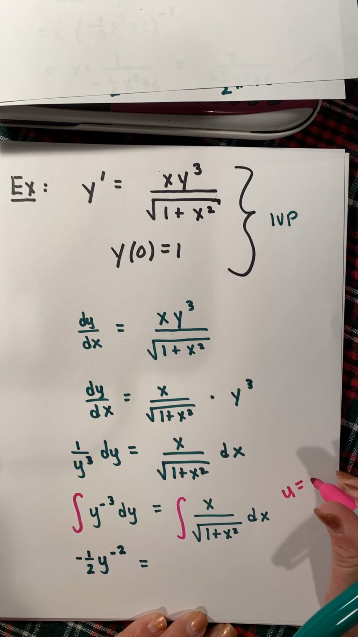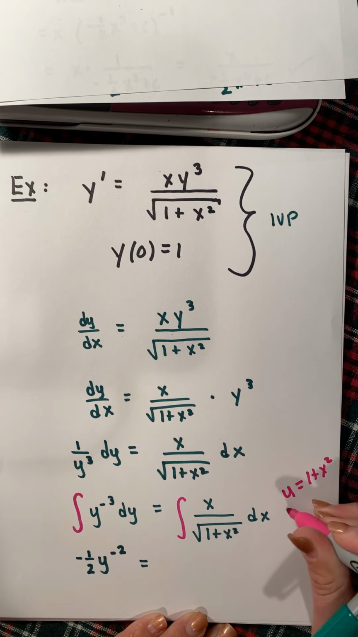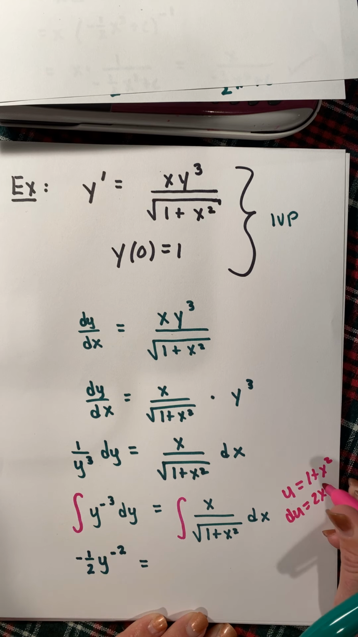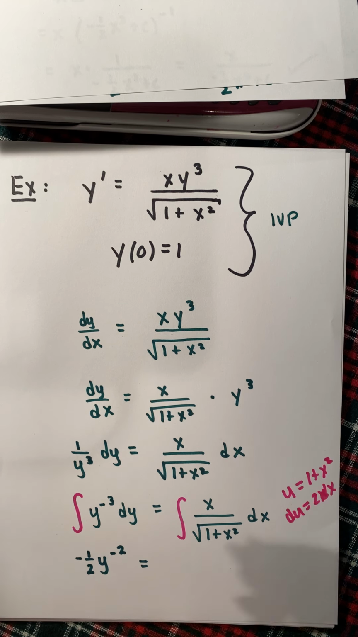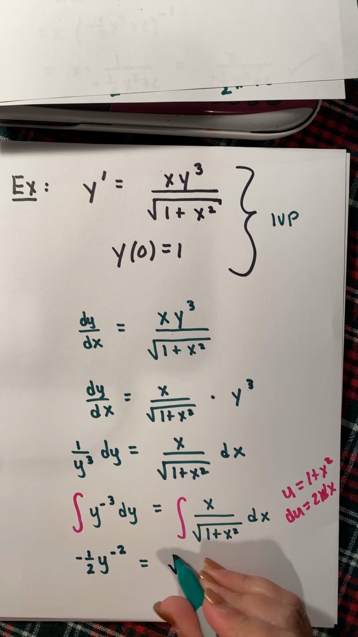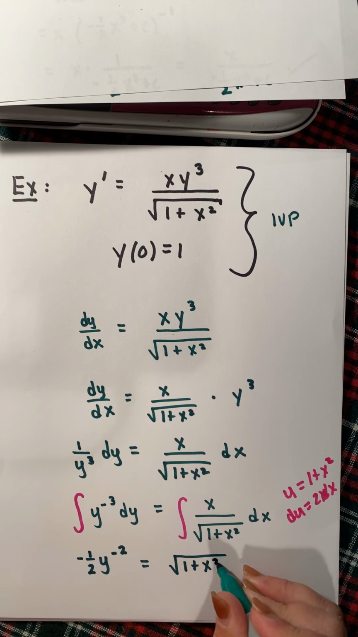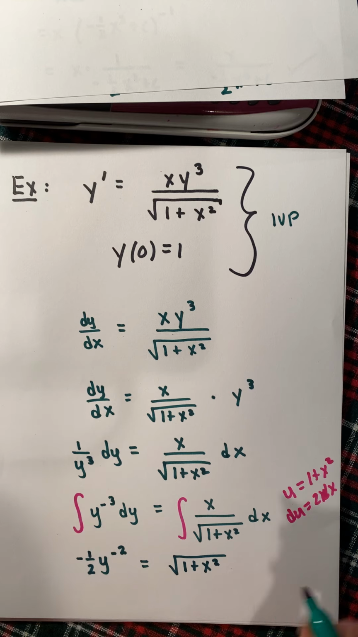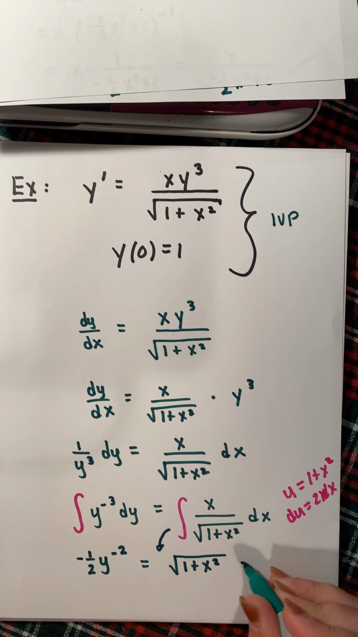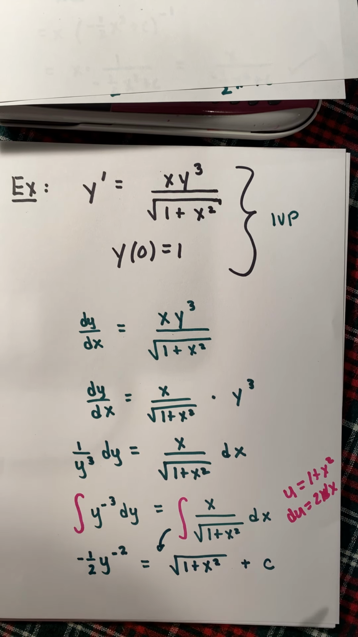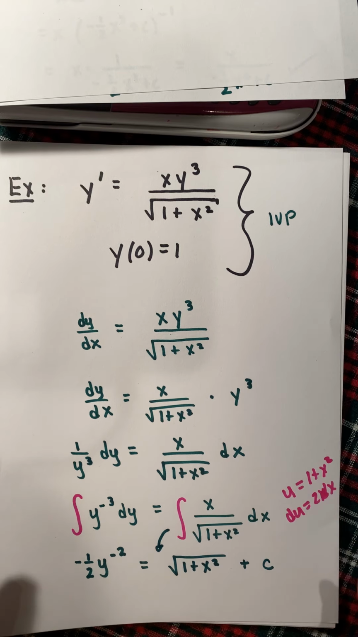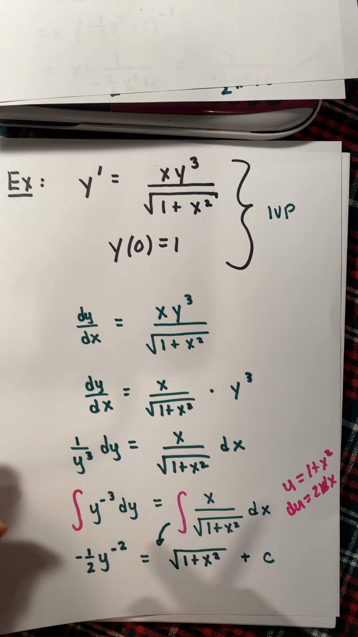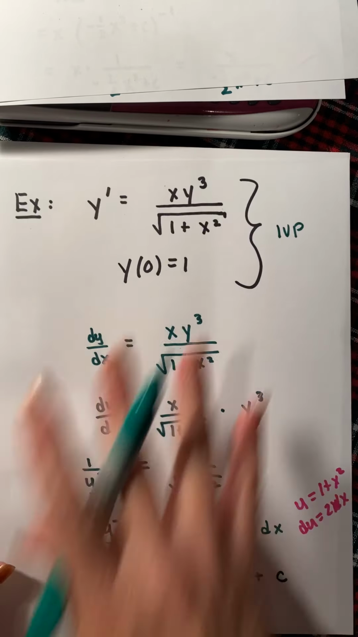If we let u equal 1 plus x squared, then du would be 2x dx. And we could use substitution, and you would see that this just came out nicely to be the square root of 1 plus x squared. And I'll let you verify that, so make sure that you can do this integration, plus the arbitrary constant. So negative 1/2 y to the negative 2 is equal to the square root of 1 plus x squared plus the arbitrary constant. All right, so now we have to solve it for y because we're looking for the function y that satisfies both of these conditions at the top of the page.